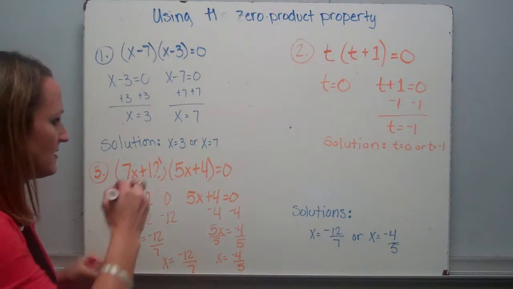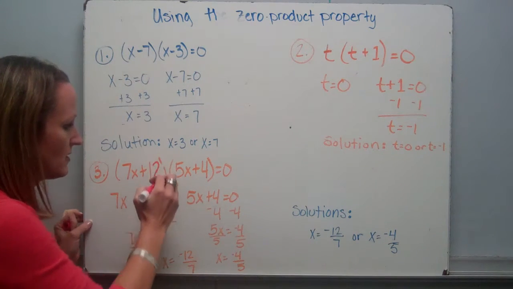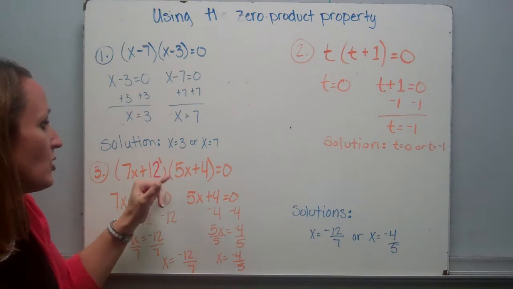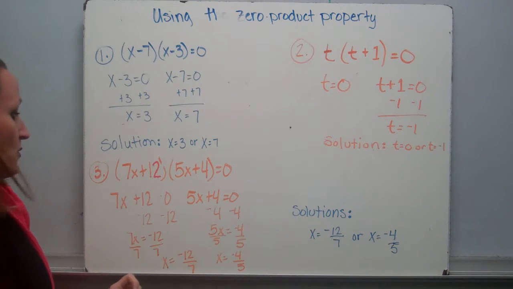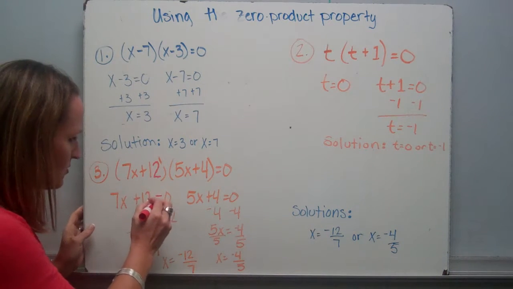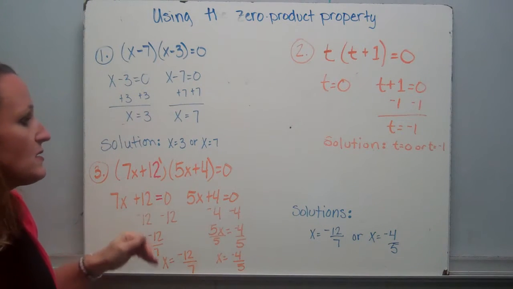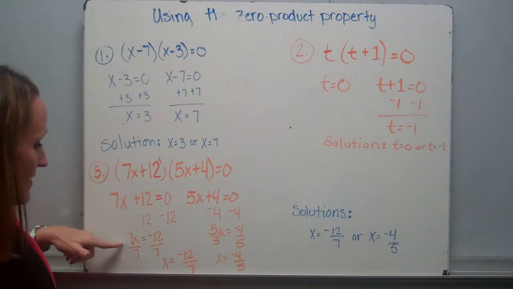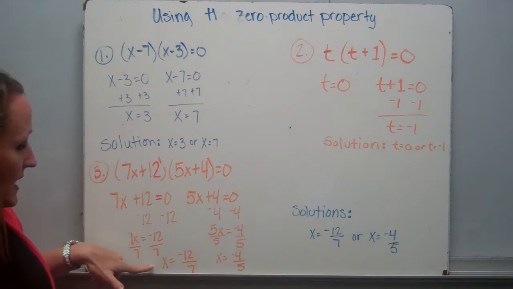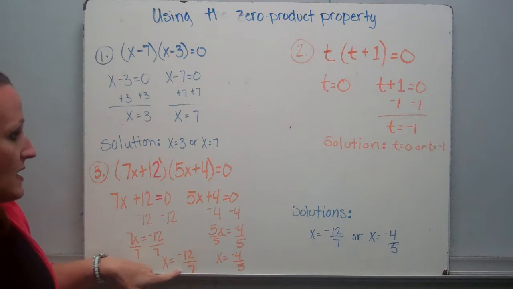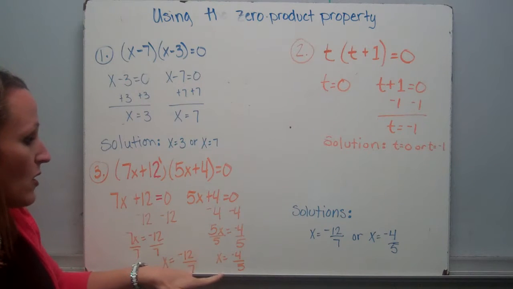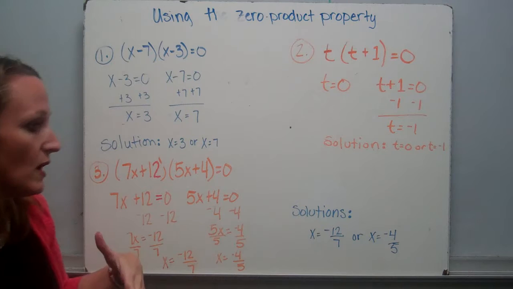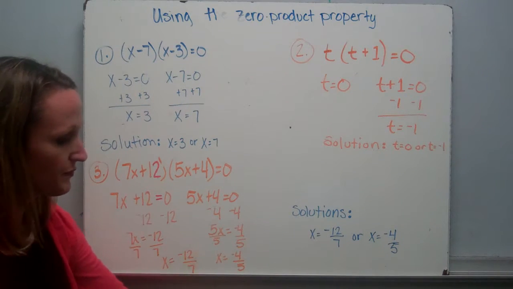What if we have this? In case you can't see, this is 7x plus 12. We factored and got 7x plus 12 times 5x plus 4. We still set both of these equal to 0. Now this is still solving, but it's a two-step equation. So we would do minus 12 on both sides and then divide both sides by 7. So we're going to get x equals negative 12 sevenths and x equals negative 4 over 5. So our solutions here are x equals negative 12 sevenths or x equals negative 4 fifths.